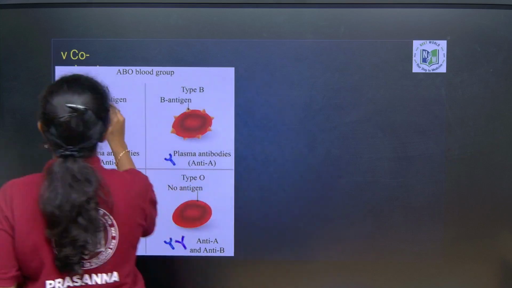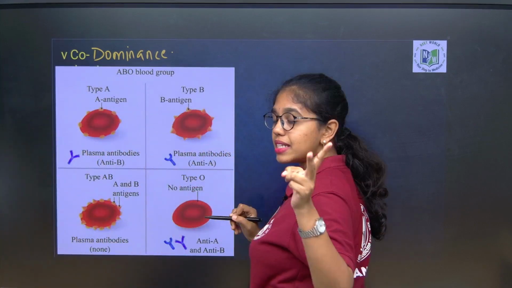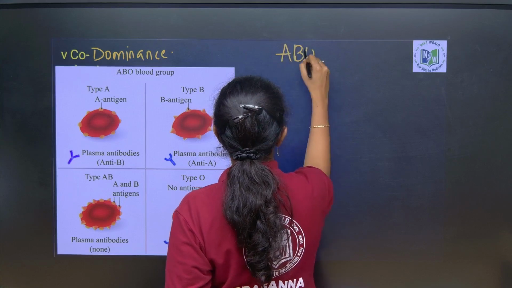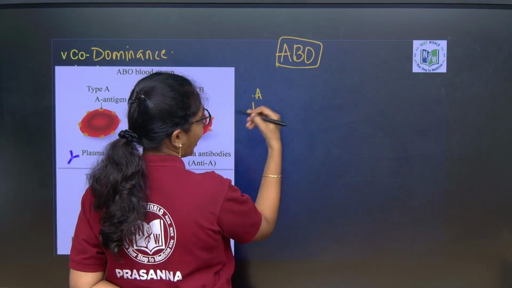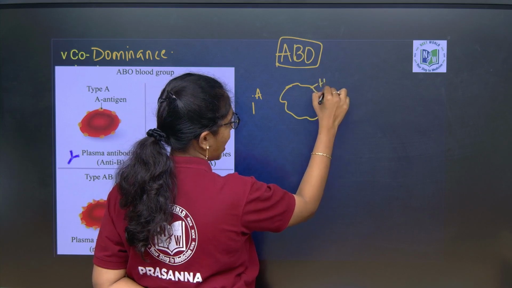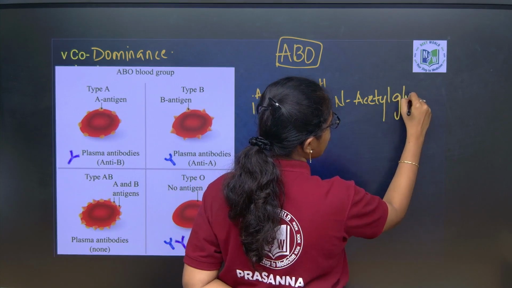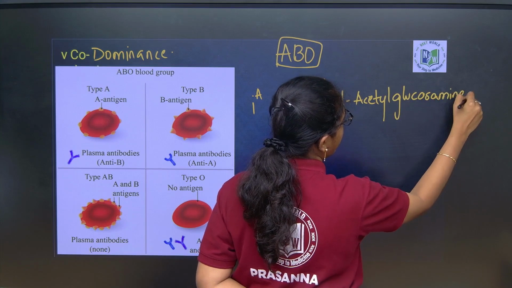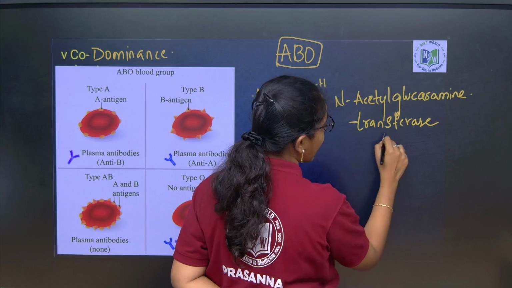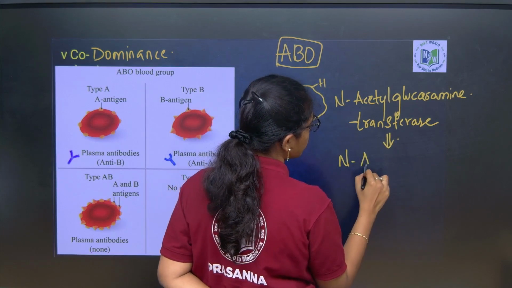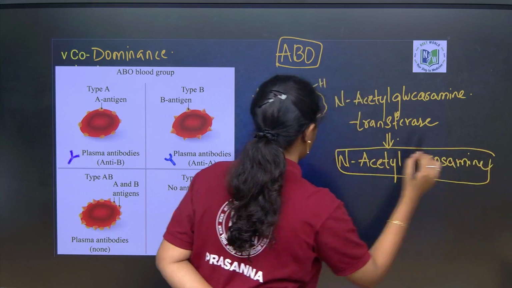The second is codominance. For codominance and multiple allelism, keep this example in your mind, that is ABO blood grouping. Before getting into ABO blood grouping in detail, first you have to know the IA blood group, or IA antigen, over the RBC. The H antigen will be present if it has the enzyme N-acetyl glucosamine transferase. This enzyme will add the sugar N-acetyl glucosamine, which acts as the A antigen.